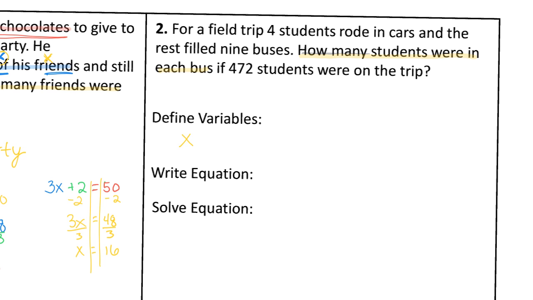So x equals the number of students on a bus, right? Because we want to know how many students were in each bus. So we want to know how much there's on a bus. Okay. So we always start with what we started with. What did we start the sentence with? We had 4 students rode in cars. 4 students rode in cars. So I start with 4.